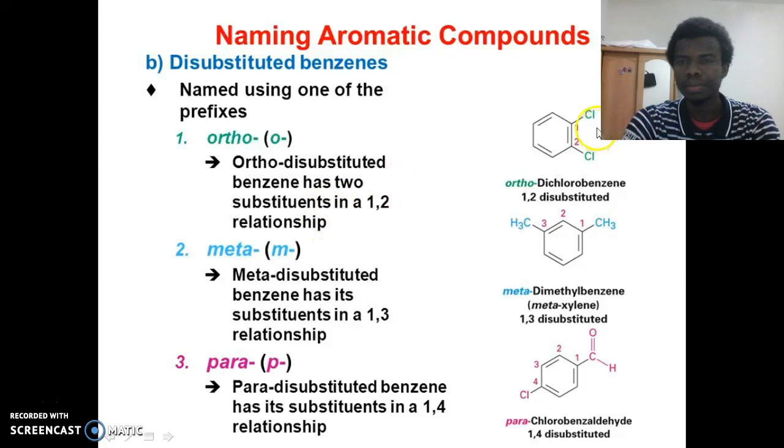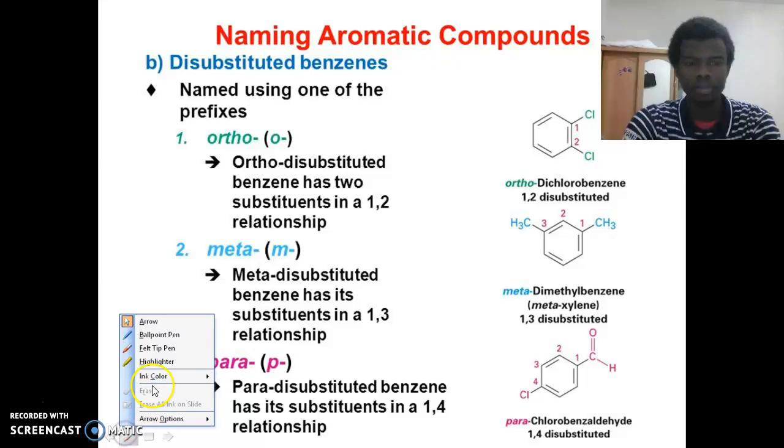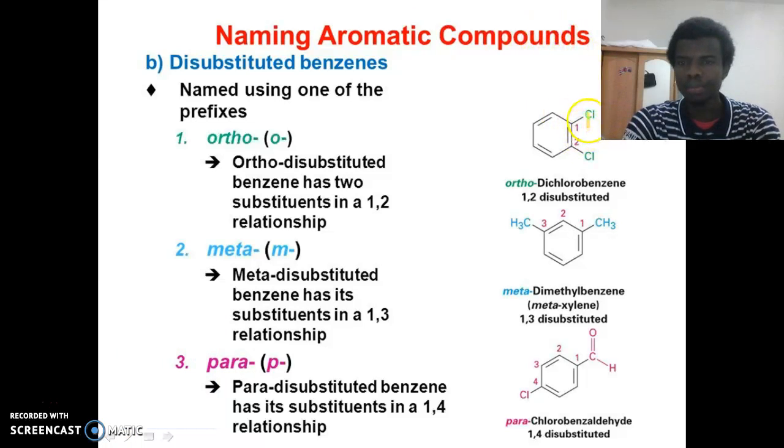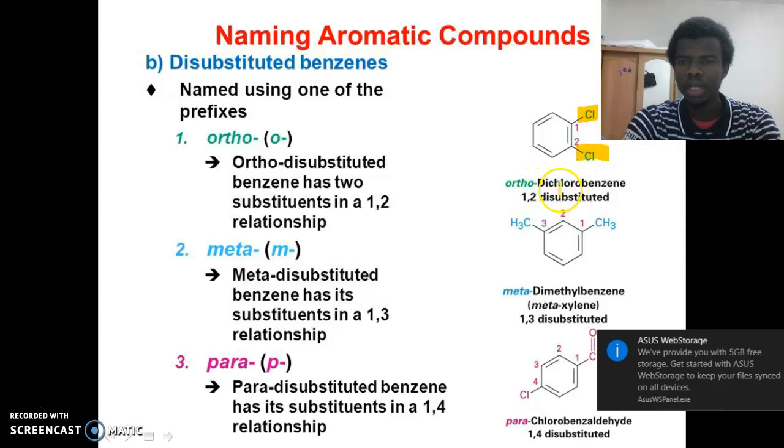For example, here, this chlorine substituent and this chlorine substituent, they are related in 1,2. They are in a 1,2 relationship. So in this case, it is ortho. And we can name this as ortho dichlorobenzene.